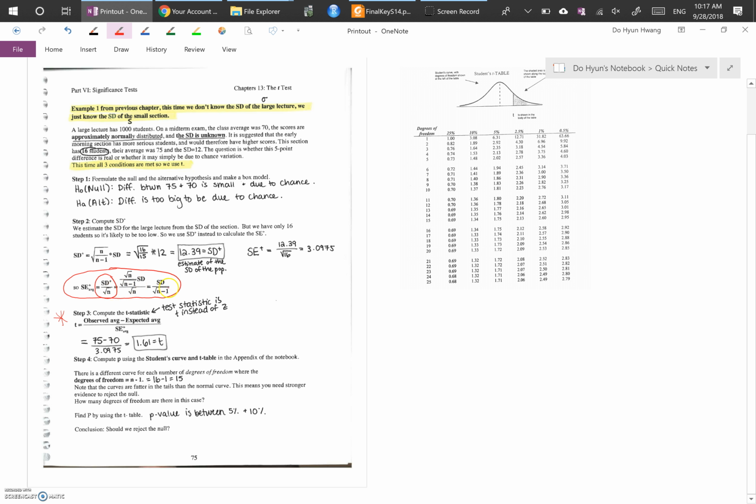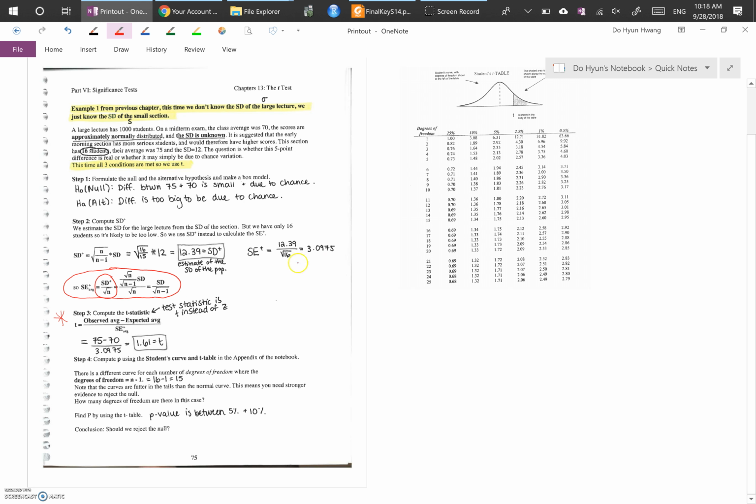This does simplify to this formula over here, but that's kind of a completely different formula than the ones we've been doing. So either one that you want to do, if you do the SD, which was 12 in this problem, divided by square root of 15, that is n minus 1, you should get the same exact thing, 3.0975. So that's what that is. I wanted to make sure to explain that.